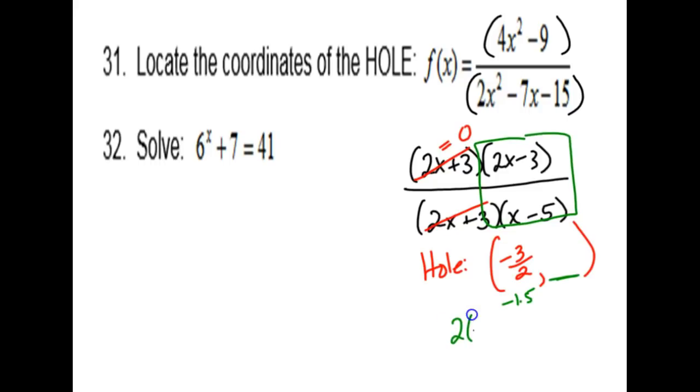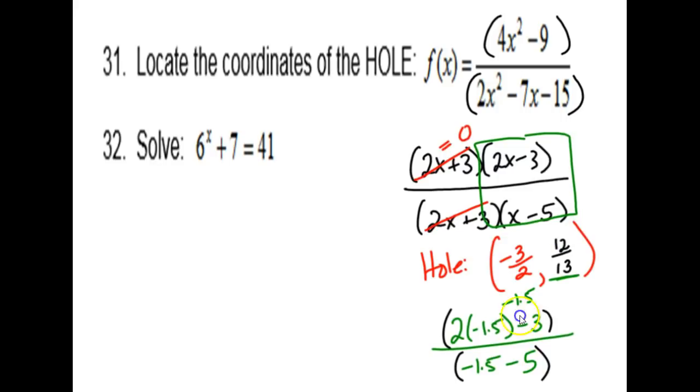So 2 times negative 1.5 minus 3 over negative 1.5 minus 5. If you are a happy calculator typer, make sure you either hit enter or use parentheses when you're dividing this part right here. And I think when you hit math enter, it comes out to 12 over 13. So that would be the location of the hole.